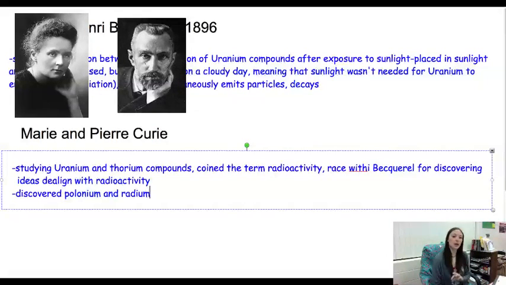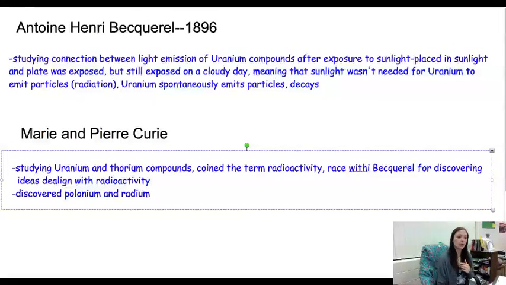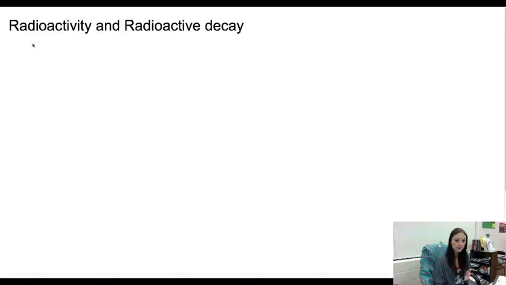But Marie and Pierre were actually husband and wife, and Pierre came in and then joined her research as well, looking into all of these different radioactive particles. So these two are the main people, Marie and Pierre, that started off looking at radioactivity. So now we're going to talk about exactly what radioactivity is and radioactive decay.